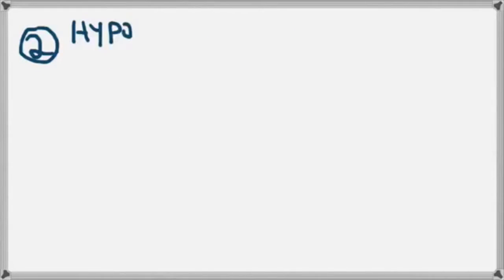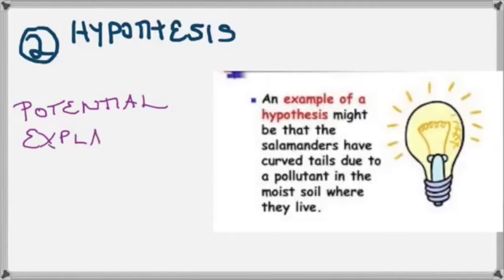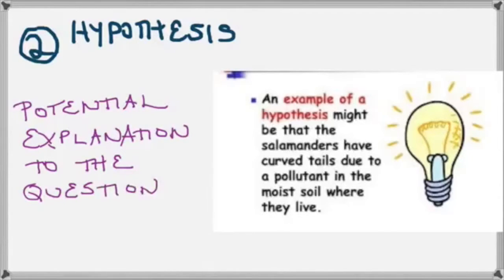The second step is to construct a formal hypothesis, which is a tentative explanation for what was observed. Hypothesis statements should provide a prediction, for example, an if-then statement. In this example hypothesis, we can predict that salamanders develop curved tails if they are exposed to pollutants in the water. And this example given fits the definition of a hypothesis, which is a potential explanation to a question that has been posed.